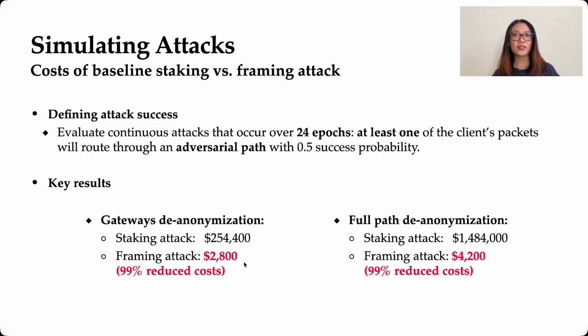And for the full path de-anonymization, the staking attack costs $1.5 million, while the framing attack costs $4,200, which is also a 99% reduction in cost. We have also shown that even with some more ambitious attack success goals, we can still achieve a cost reduction of around 90% using framing attacks, which is very effective.